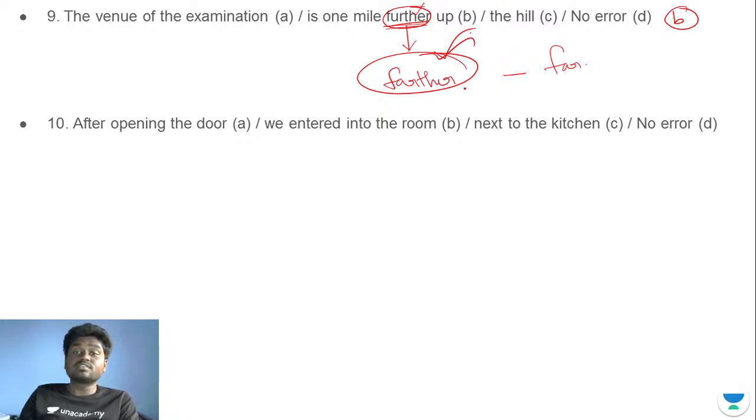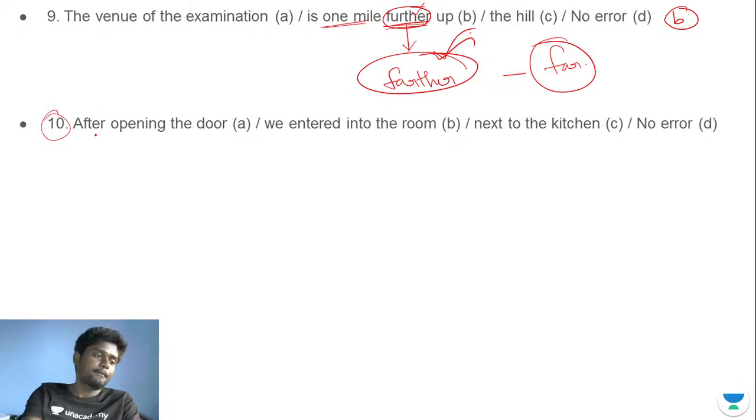This is because the notion of distance, that is 1 mile farther, is more prominent in the given sentence. So further should be replaced with farther, the comparative degree of far. Okay, good, all good. Go for the 10th one, guys. Come on, tell me what's going to be the error for the 10th question quickly.